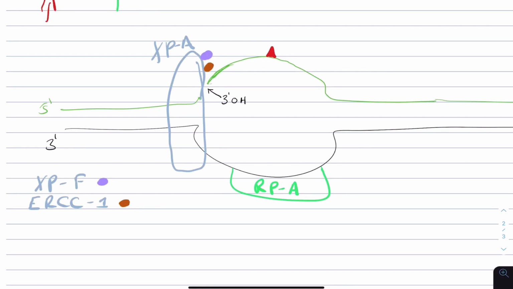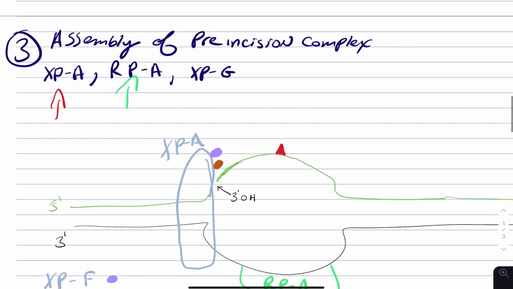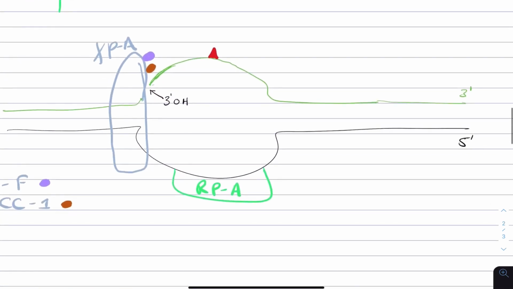So once this takes place, actually before this happens, we end up having another. As you can see over here, this is the pre-incision complex, and it ends up getting formed over here. Now the next thing is we have one more protein. So far we said XPA, RPA, and then we have one more. This one is going to be XPG.